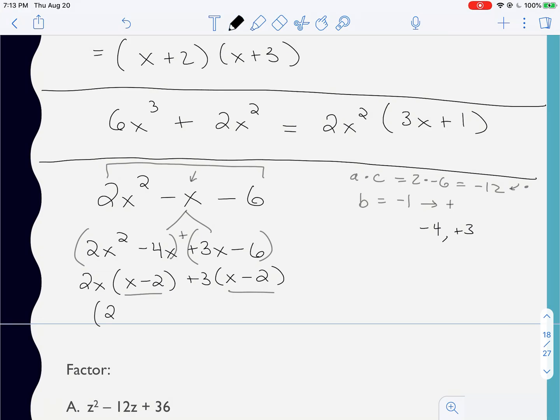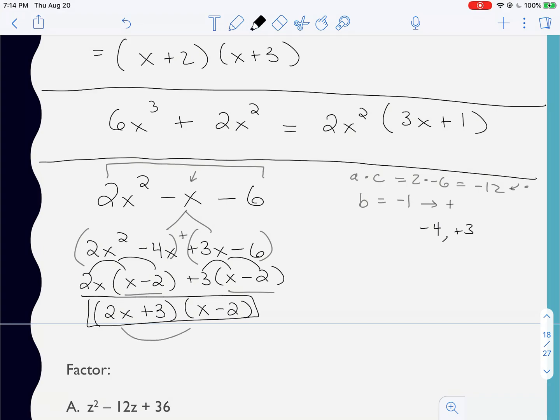So now you group together the two terms on the outside, 2x plus 3, and you multiply it by the terms on the inside, x minus 2. So basically I'm distributing 2x to x minus 2, and I'm distributing 3 to x minus 2. That's what's happening here. So that's factoring by grouping, or factoring a trinomial that has a leading coefficient.